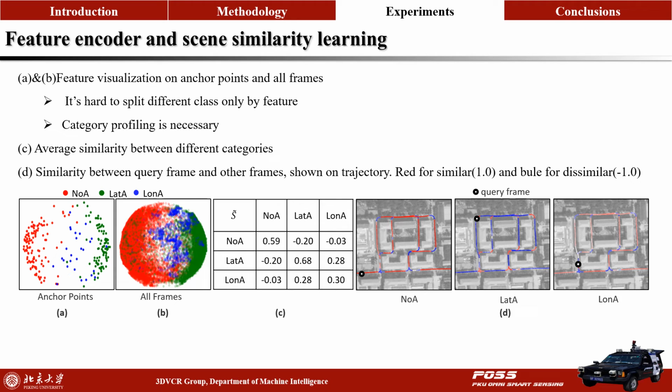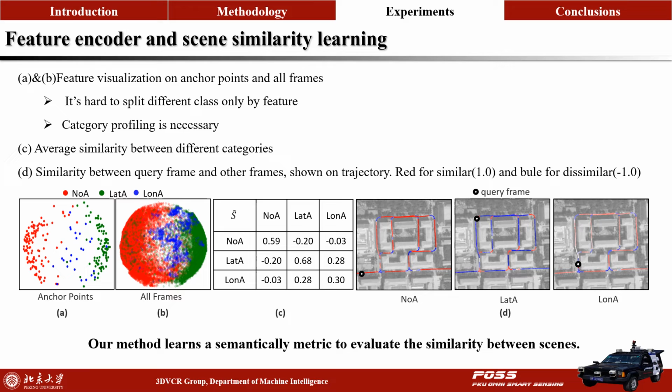This page shows the feature encoder and scene similarity learning. Figures A and B show the feature visualization on anchor points and all frames. These two figures show it's hard to split different classes by feature alone, and prove the necessity of category profiling. Figure C shows the average similarity between different categories, and Figure D shows the similarity between the query frame and other frames, which are shown on the trajectory. Red is for similar and blue for dissimilar. The above result proves our method learns a semantic metric to evaluate the similarity between scenes.